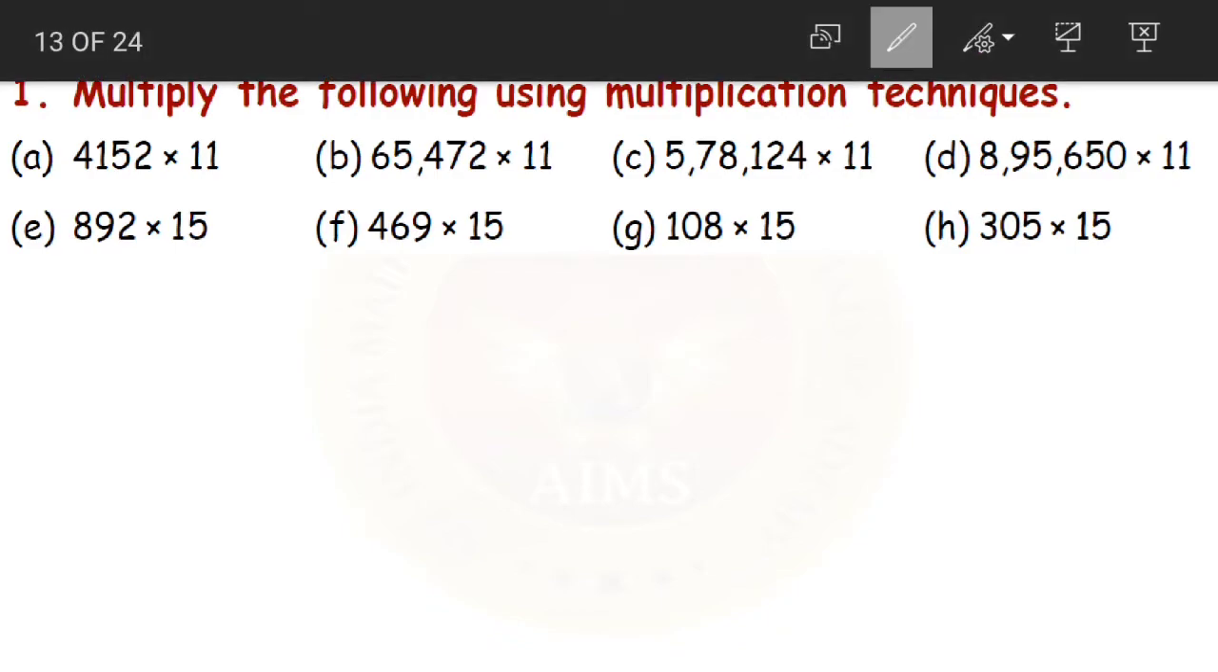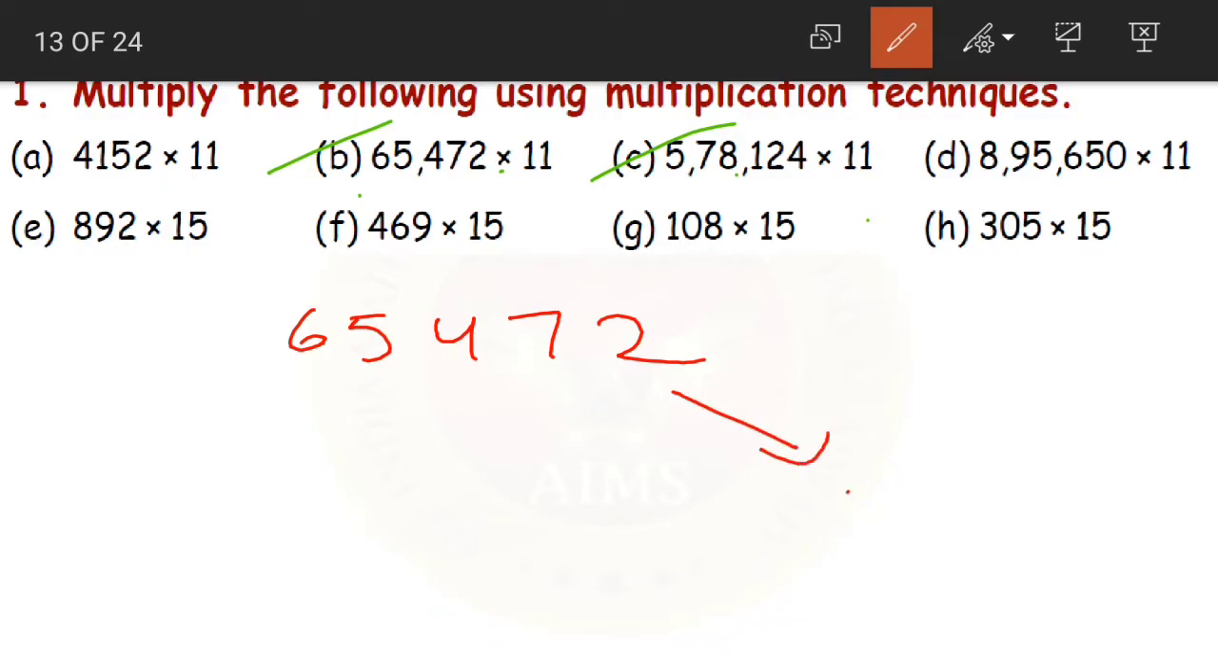Now let me explain these two, because I have explained only up to 3-digit numbers. So these are 5 and 6 digit numbers. No need to worry, the same technique is to be applied here. Into 11, right? So first write 2 here, then add the next two numbers. 7 plus 2 is 9. Then the next two numbers. 7 plus 4 is 11.